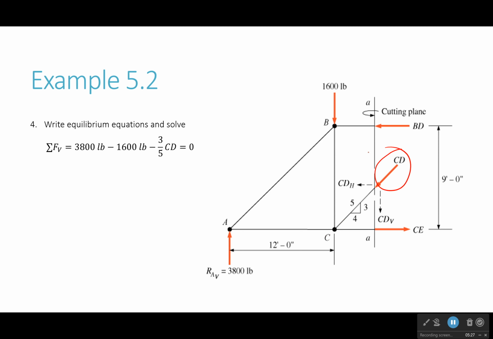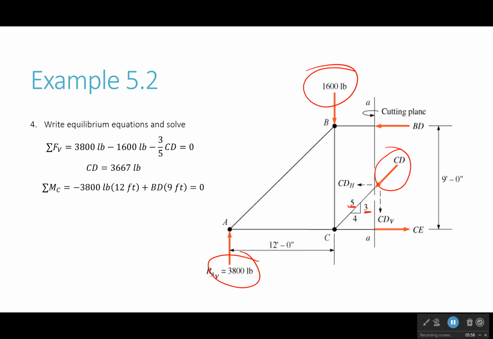So I have force CD, and it's going down, which is negative, and 3/5 of it's negative, because using this slope triangle, I'm going to get the vertical component by taking the vertical component of my slope triangle over the hypotenuse. And I have 1,600 pounds also pointing down, and I have 3,800 pounds pointing up. If I solve for that, force CD is going to be 3,667 pounds. Okay, that leaves me with two unknowns, and I've still got two equations.